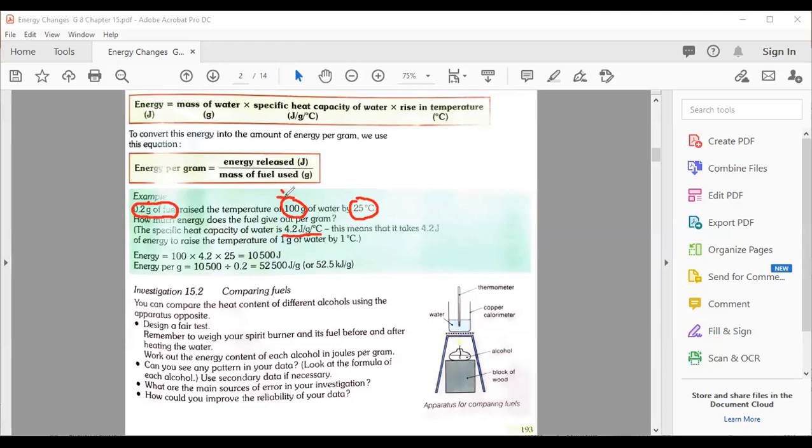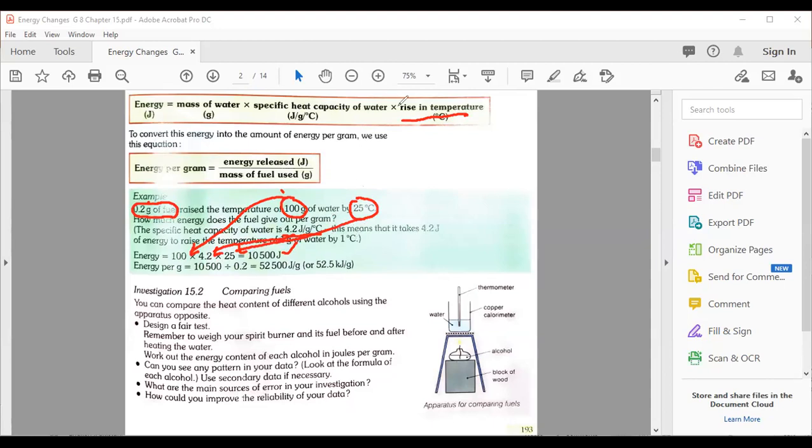Mass of water, that is 100. Second thing, specific heat capacity, that one, 4.2. Now the third thing, rise in temperature, that is 25. Now you put it here. Now multiply all of them, you get the energy in joules. Now what do you find?